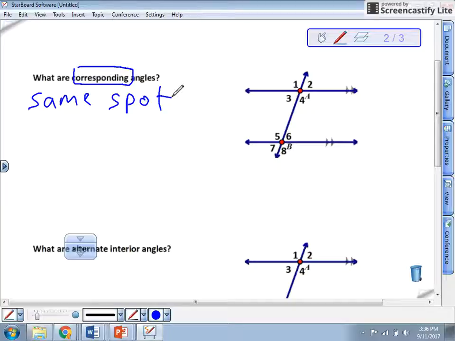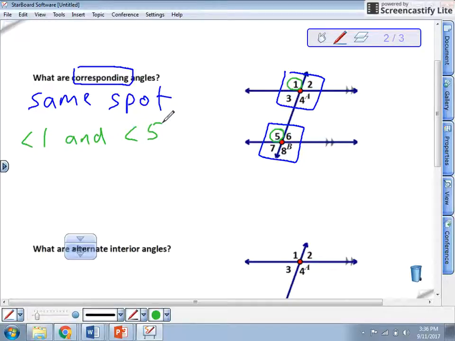If you notice, every time you have a transversal and two lines, it forms eight angles. If I put a box around these four and a box around these four, notice there are kind of four areas, and corresponding angles are in the same spot. So if I look at angle one, if I call that the top left, which angle is the top left of the bottom set of angles? Well, it'd be five. So we'd say angle one and angle five would be corresponding.